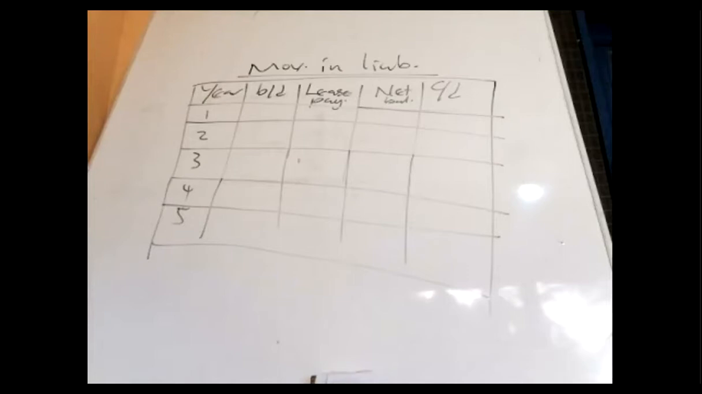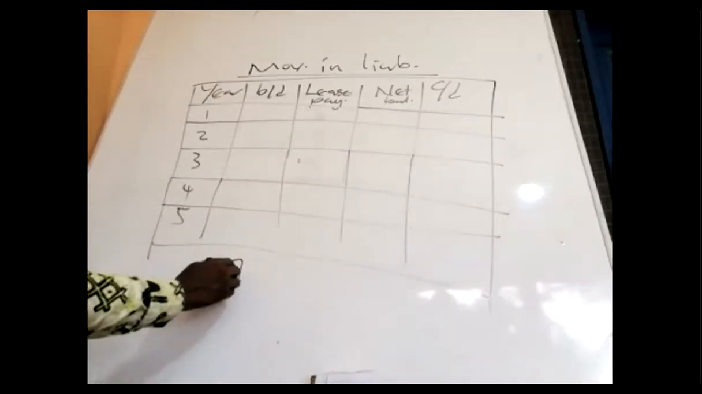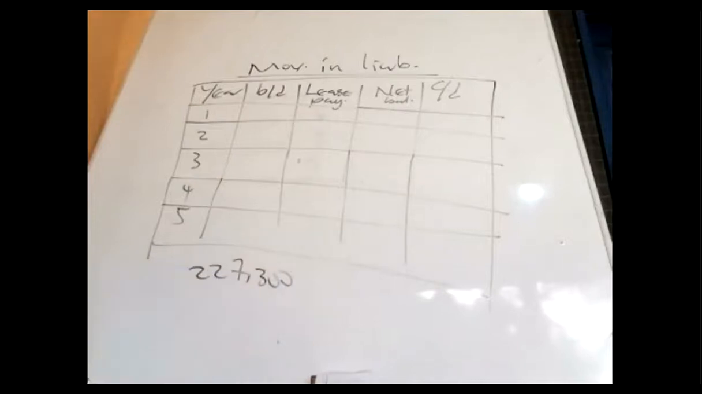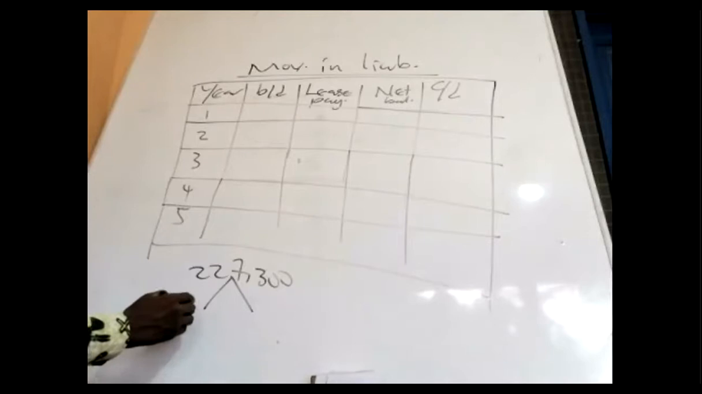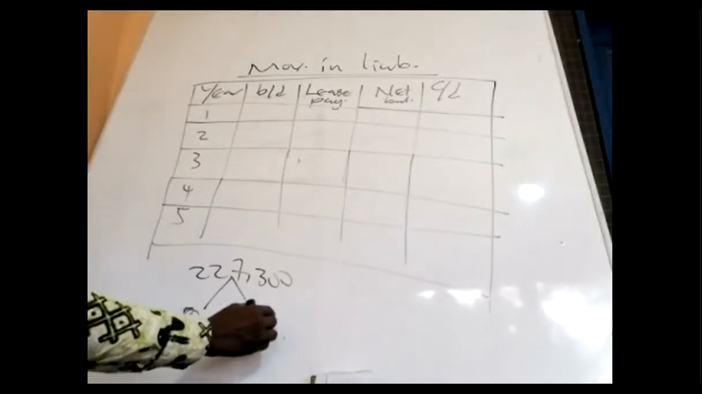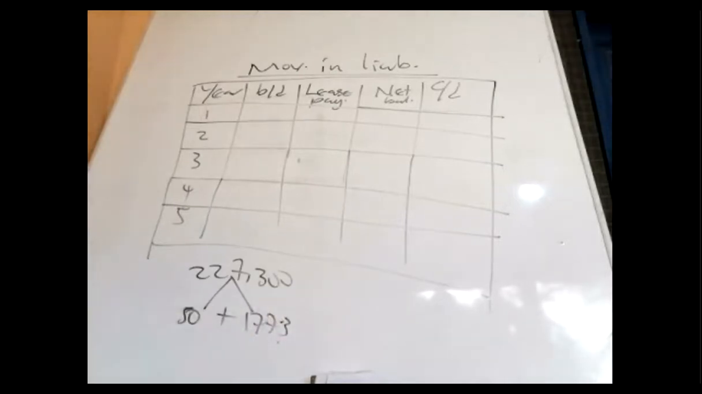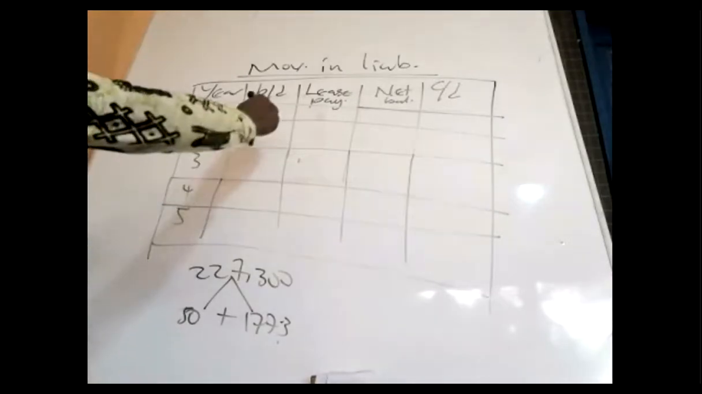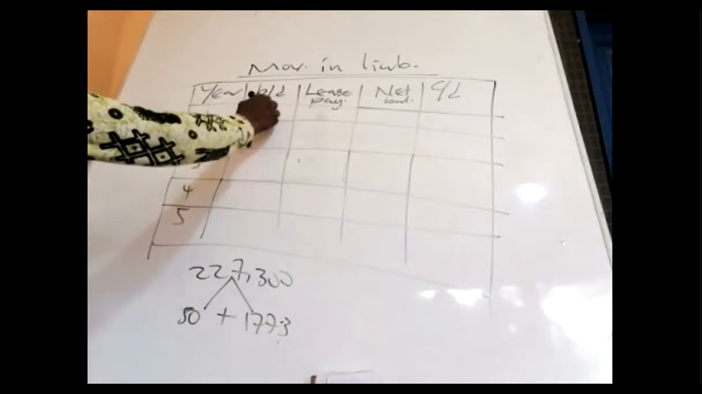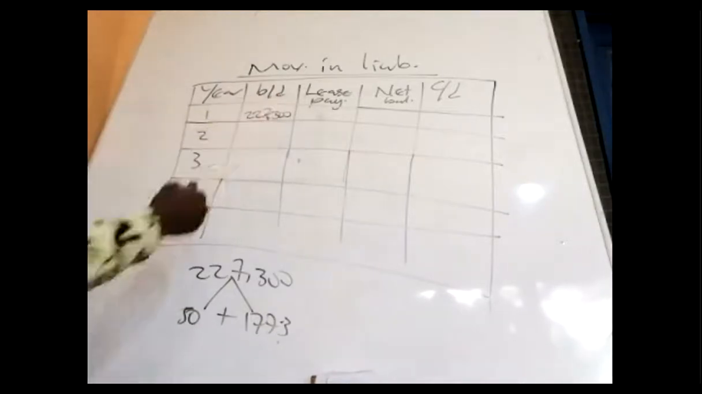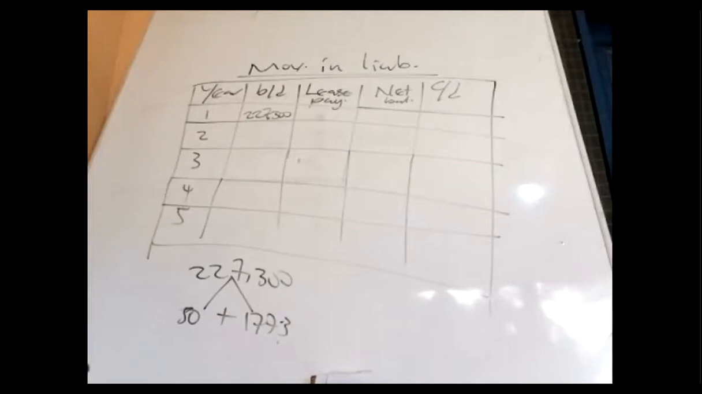Good. Total liability will be 227,300, which is made up of the 50,000 plus the 177.3, or the one that we use a single formula to produce. So that here to be something like 227,300. That becomes the total liability right at the start of the period.